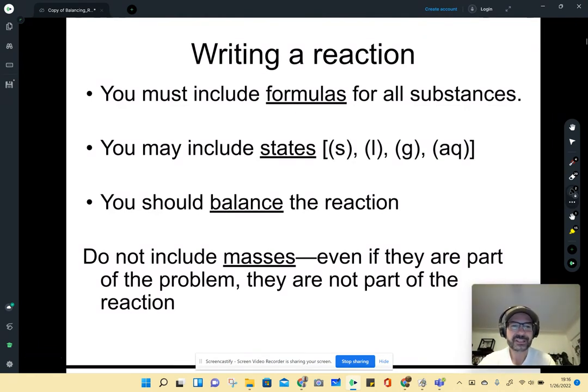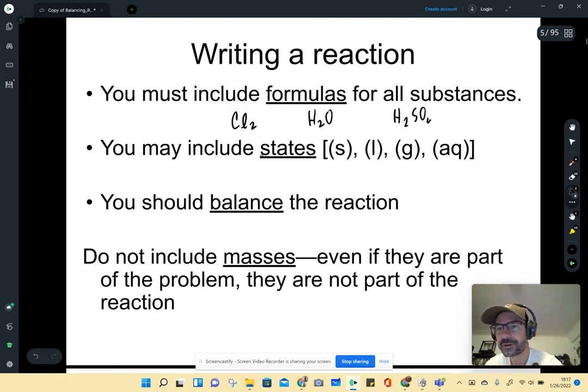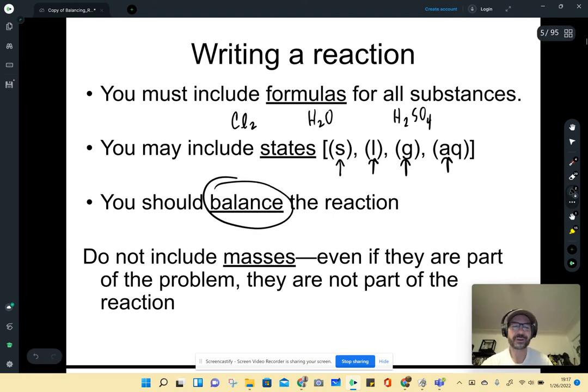So when you're writing a reaction, you need to include the formulas for all the substances. Formulas meaning like if it's chlorine, it's Cl2. Or if it's water, it's H2O. Or if it's sulfuric acid, it's H2SO4. And you may include states. It doesn't hurt to include them. This is solid, liquid, gas, aqueous, meaning it's just dissolved. And you should balance the reaction. That's really what we're going to focus on today. And we're not going to include any masses. So if you've got 5 grams of chlorine, you don't put that in the equation.